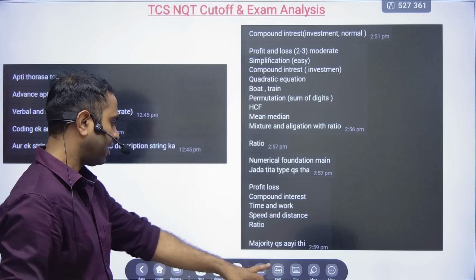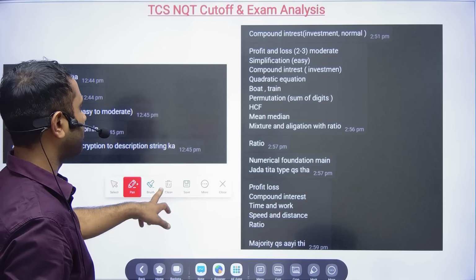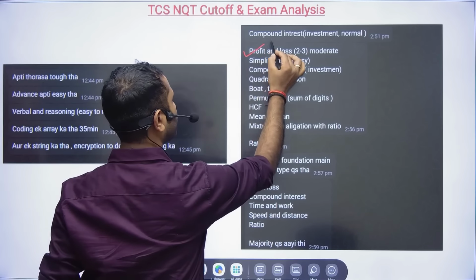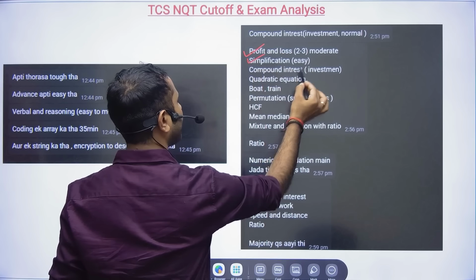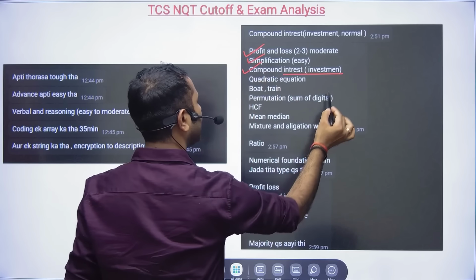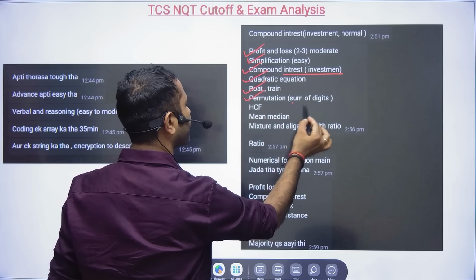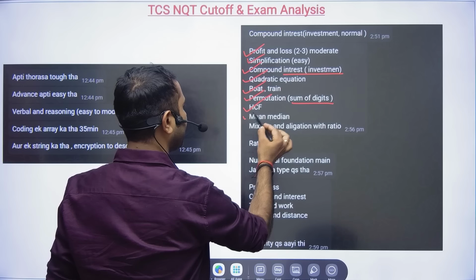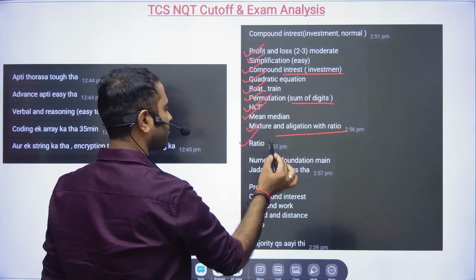Okay, so see, for different batches, what we received was for one batch, and this is for a different batch. Profit and loss 2 to 3, moderate question, simplification easy, compound interest, investment type of question, quadratic equation, both strains, permutation, sum of digits, HCF, mean, median, statistics, mixture and alligation with ratio and proportion.